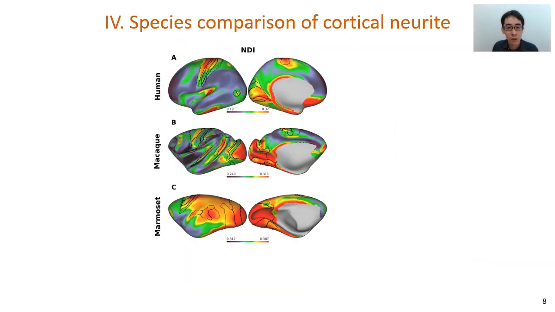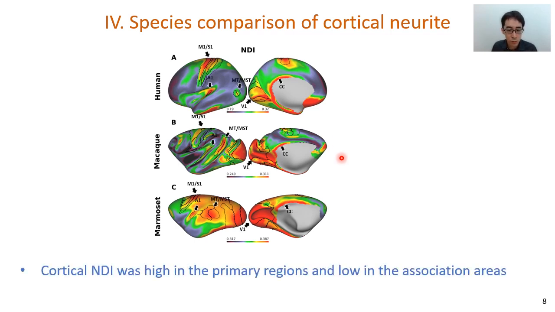Here's the species homology of cortical neurite density. In this analysis, cynomolgus and rhesus monkeys were averaged into a single macaque surface map, and the color codes of signal intensities were adjusted in each of the 3 species to facilitate identifying the differences across areas. As you can see, the spatial distribution of NDI was similar across species. NDI is high in primary motor and somatosensory cortex, auditory cortex, MT, visual cortex, and cingulate gyrus. NDI is low in frontal, parietal, and temporal association areas.